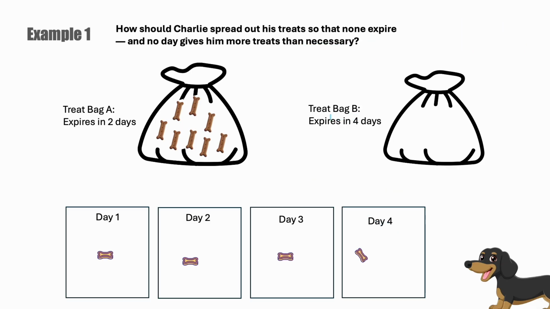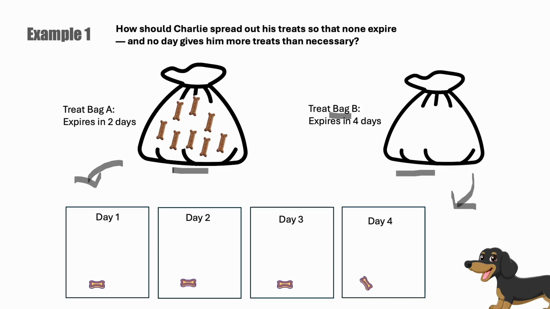Let's look at another schedule for just treat bag B. Let's call this schedule B2. I would say that this schedule satisfies that no day is giving him more treats than necessary. All of these days are giving him an equal amount of treats, and this number is as low as possible. So we found our schedule for bag B, but Charlie doesn't just have 1 bag of treats. He has 2 bags of treats, and they have to be scheduled both together.